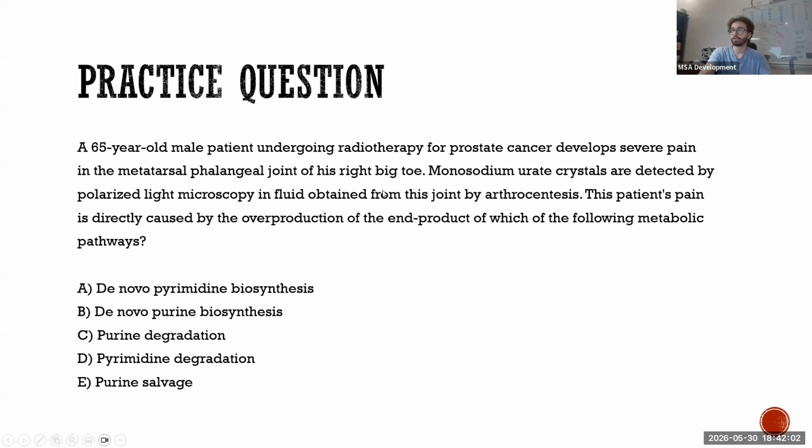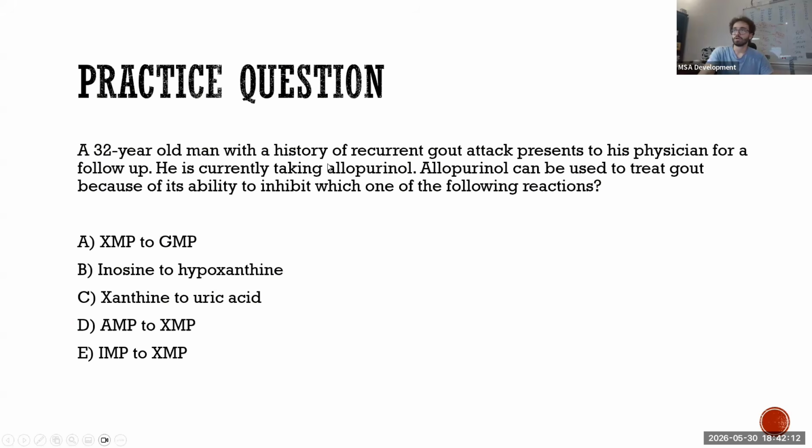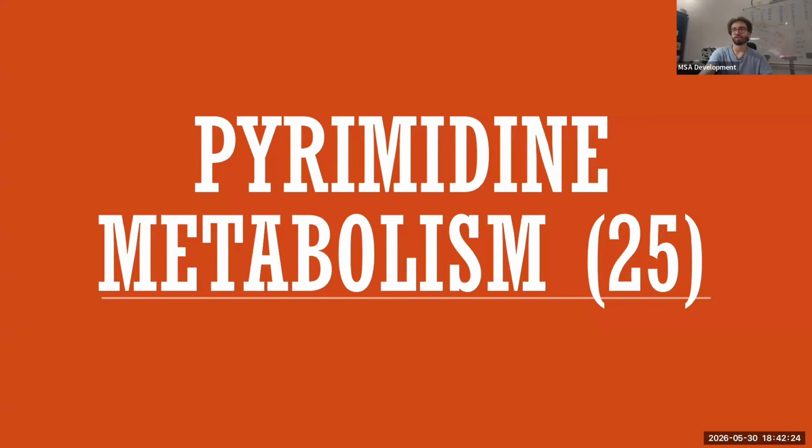Okay, this is a scenario about gout, and we have a lot of purine degradation. That's how gout happens. You take a lot of seafood, a lot of purine is becoming uric acid. Okay, gout attack, allopurinol. What does allopurinol do? It inhibits xanthine to uric acid. How? By inhibiting the enzyme xanthine oxidase. Okay? Last lecture. Come on, almost done.